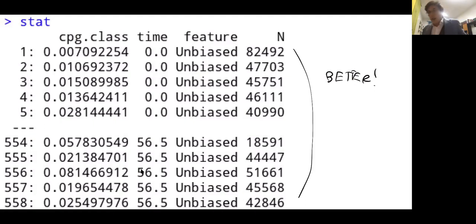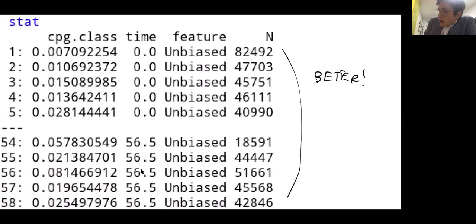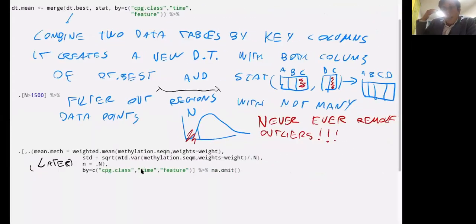Now comes a slightly harder part. We have this data table DT-best that was basically all the fragments, the chromosomes, average methylation, everything. And we have this stat that tells us, for each of these combinations, how many fragments we have. Here, as you learned in the previous lecture, we can use the function merge to put these two data tables together. We combine them by what we call key columns, which are CPG class, time, and feature.